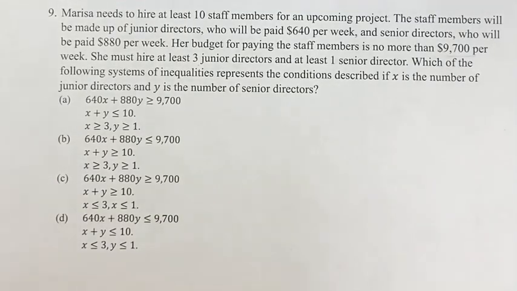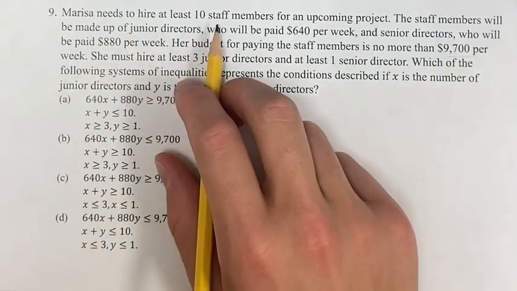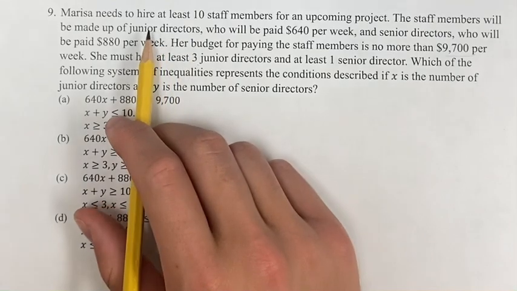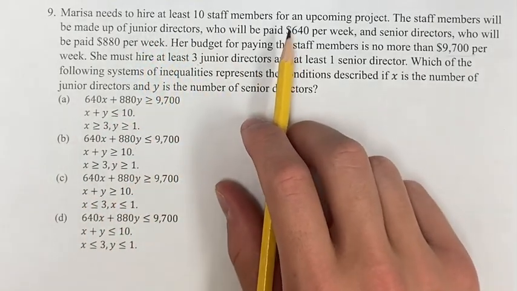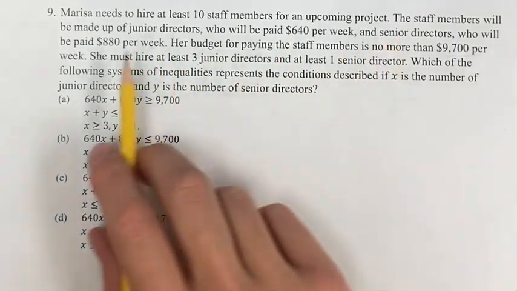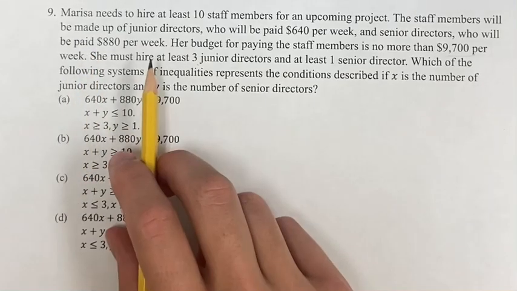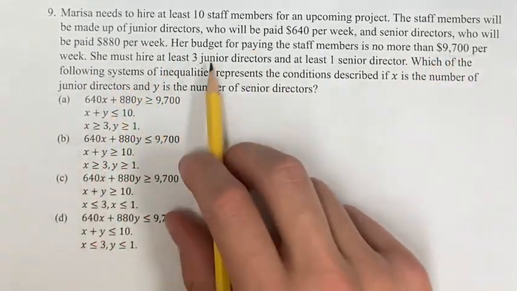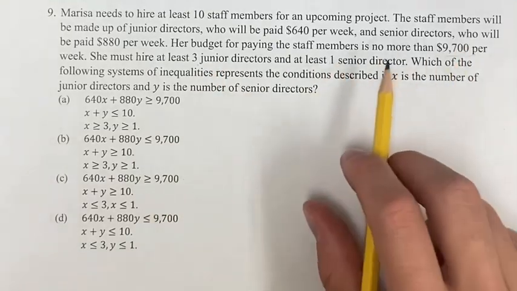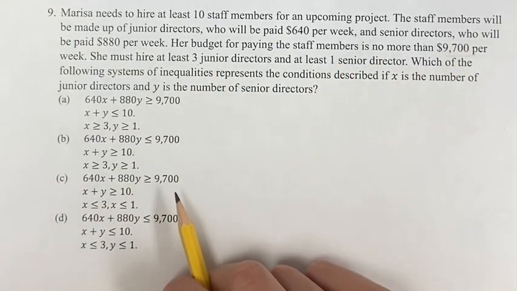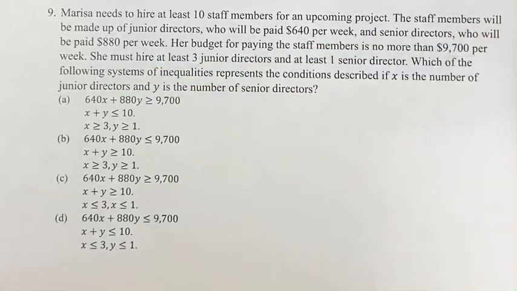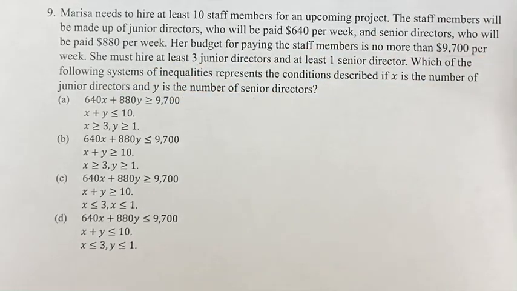In this problem, we're told that Marisa needs to hire at least 10 staff members for an upcoming project. The staff will be made up of junior directors who will be paid $640 per week, and senior directors who will be paid $880. Her total budget for the week is $9,700, and she must hire at least 3 junior directors and at least 1 senior director. And we're asked to create a system of inequalities where X is the number of junior directors and Y is the number of senior directors.